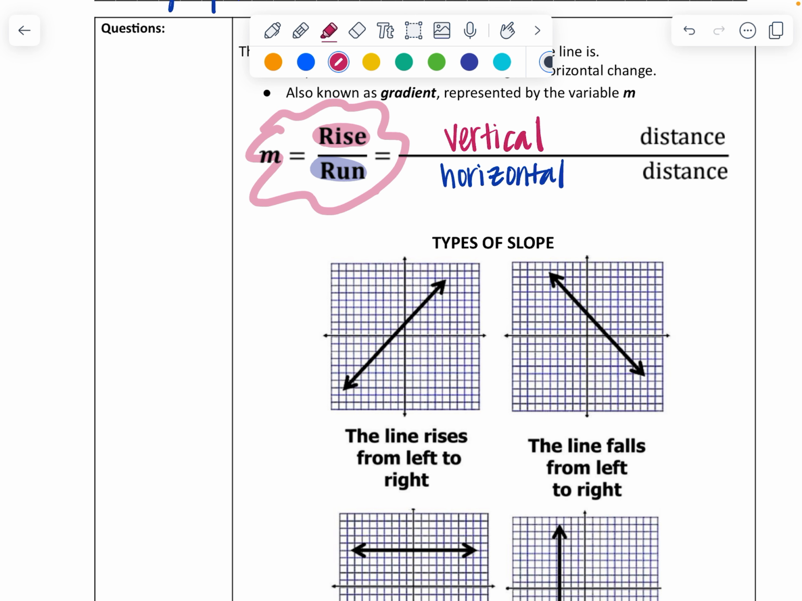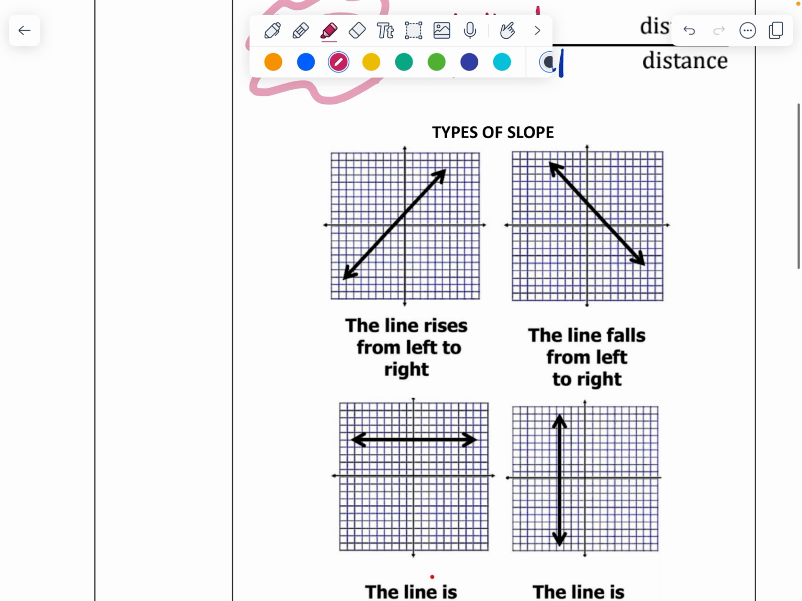These are the different types of slopes you're going to see. If we see a line that from left to right rises, so from left to right it's going uphill, we're going to call that a positive slope. If the line falls from left to right, so it's going downhill, we're going to call that a negative slope.